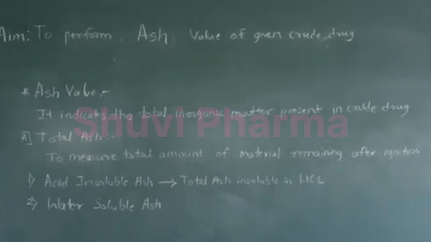So what is total ash? It is to measure the total amount of material remaining after ignition. After incineration, the amount of material which is remaining is known as total ash. Then this ash is divided into parts. First, acid insoluble: the total ash insoluble in HCl, that is hydrochloric acid, is determined. And in water soluble ash, the type of adulteration is found out. So these ashes are performed, that is acid insoluble ash and water soluble ash.